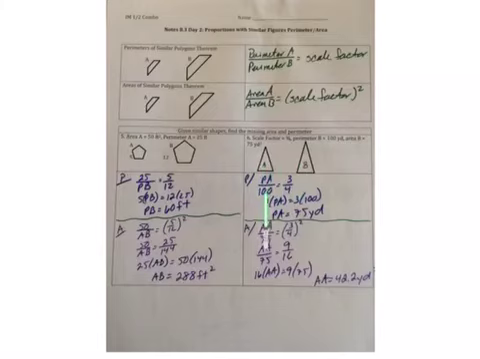So when I set up my proportion, I do perimeter A over 100 equals, and I make sure 3 over 4, because the smaller shape is A, the bigger shape is B. So I cross multiply, and 4 times perimeter A equals 3 times 100. Divide both sides by 4. Perimeter A equals 75 yards.